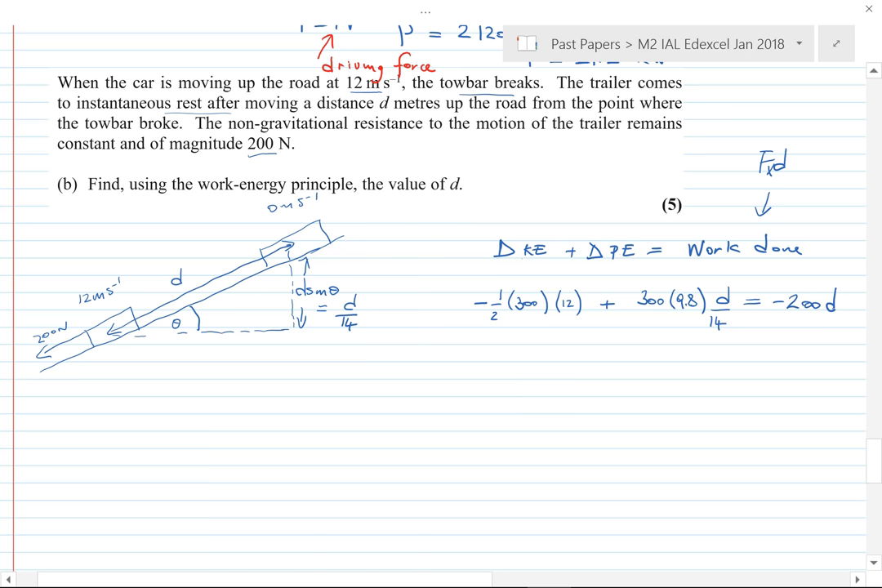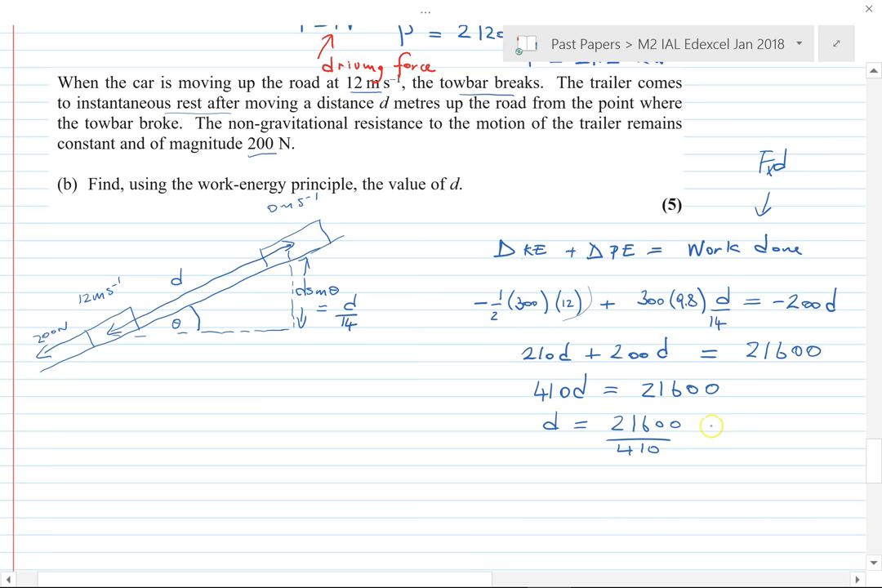Okay, so let's work out some of these things now. We're just going to rearrange this. 300 times 9.8 divided by 14 is 210d. Bringing the minus 200d to the other side, that's 200d equals, and this whole thing here works out to 21600. So that gives me 410d is equal to 21600. So that gives me d is equal to those two divided by each other.